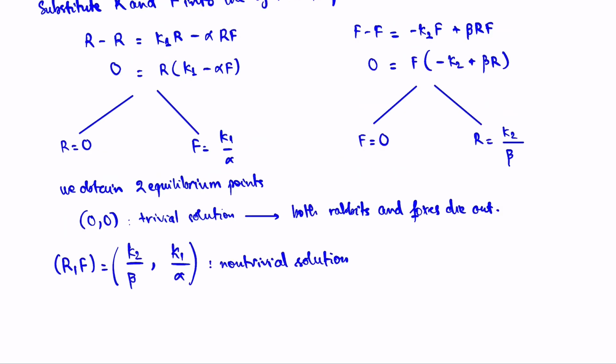So the first point makes sense: the rabbit populations and fox populations will die out in that scenario. Therefore, there's no other analysis that needs to be done here. On the other hand, you have non-trivial solutions where the rabbit population is equal to the ratio of K2 over beta, and the fox population is equal to K1 over alpha.